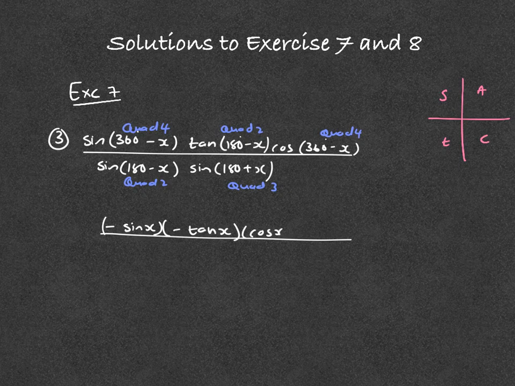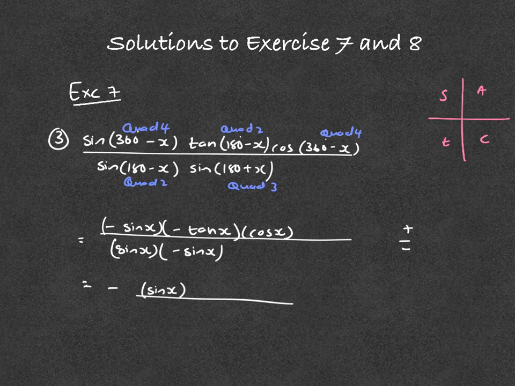And then cos in the fourth quadrant is positive. Sine in quadrant 2 is positive, so that's just positive sin x. Sine in quadrant 3 is negative, so that's a minus sin x. Now simplify. So what do we have? On the numerator we've got a positive, denominator negative, so our solution is going to be negative. So what do we have? Sin x times tan x. Tan x is sin x over cos x, times cos x, divided by sin x, times minus sin x.